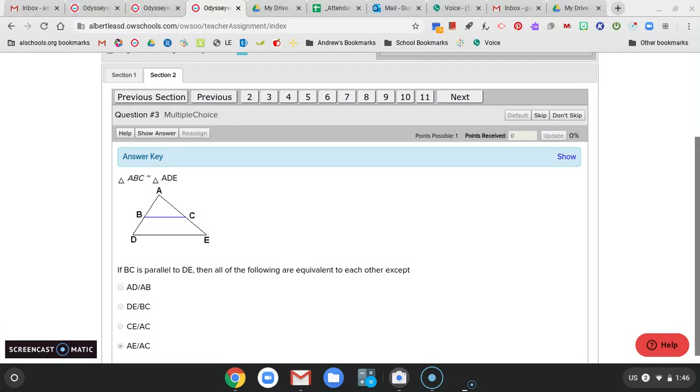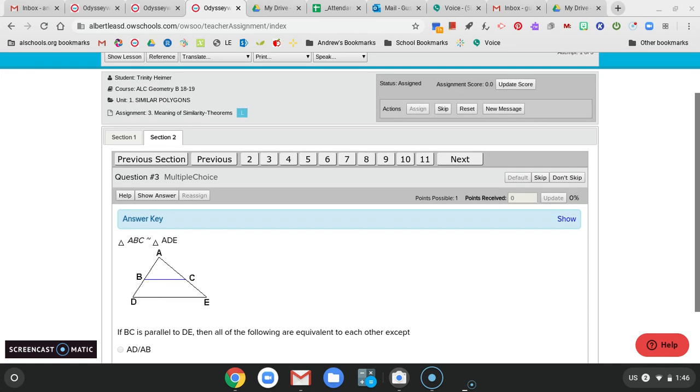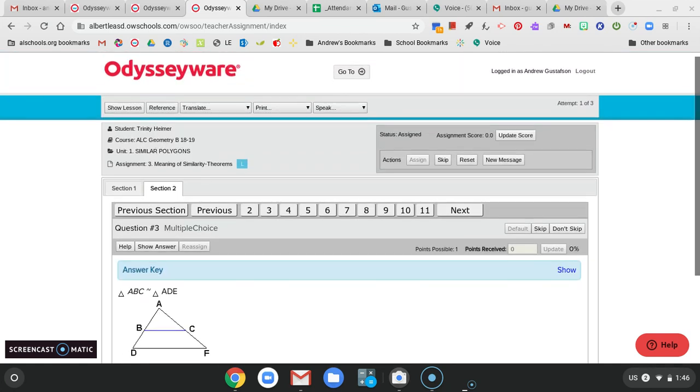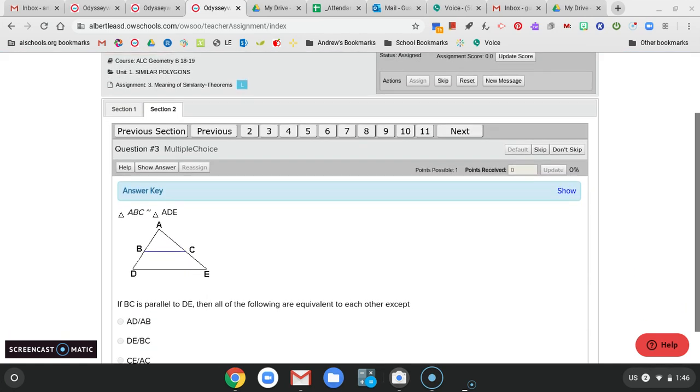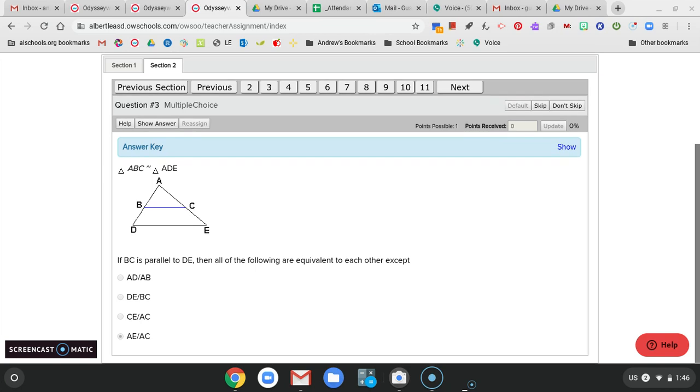Hi, this is your problem that you're looking at in your lesson on meaning of similarity theorems. And this is one question that you didn't get right on your first try here. So I'm going to talk about this one.